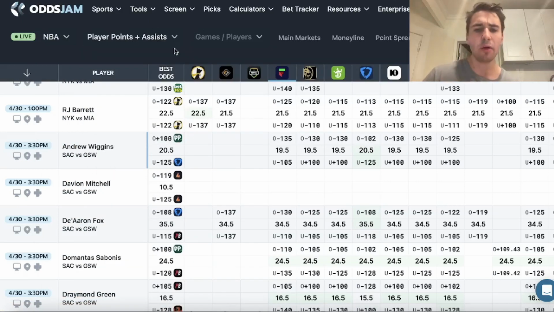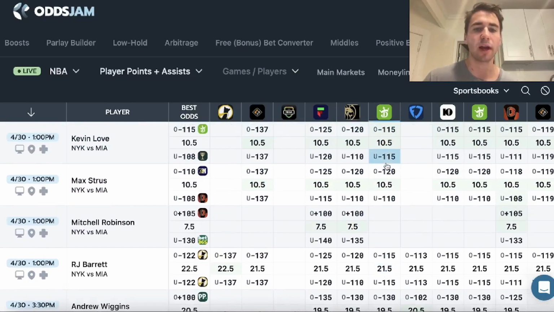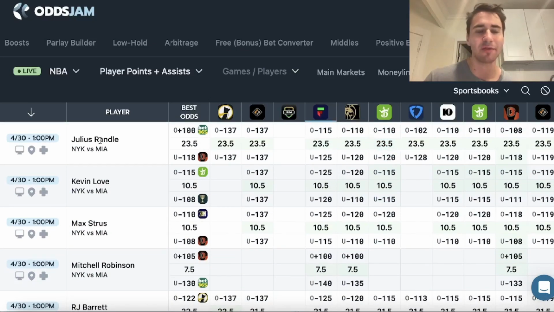The way I use this tool is I hunt for value in the market, right? I hunt for line discrepancies. If you look at Julius Randle, all the books have his line at 23.5 points plus assists. Underdog, Prize Picks, no discrepancies. Prize Picks and Underdog both have Julius Randle at 23.5, as well as all the sportsbooks. No major differences in the odds. No value in the market.